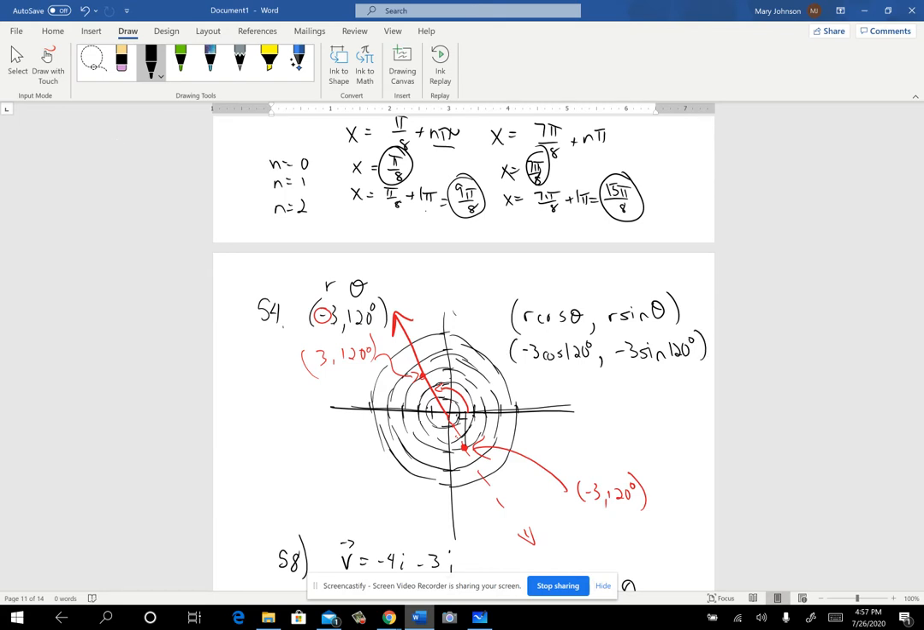And cosine 120, that's on the unit circle, so you could go look at that. It's like cosine of 60, so that'd be 1/2. Let me think for a minute. That'd be -1/2.